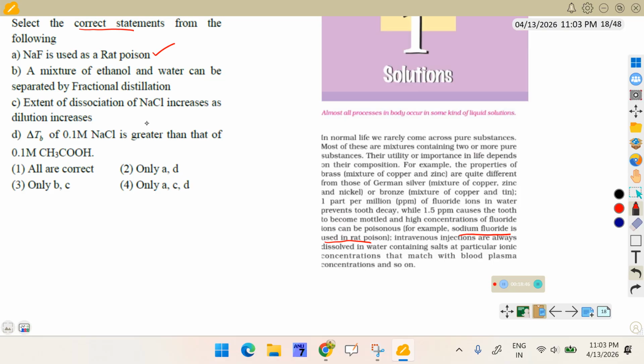A mixture of ethanol and water can be separated by fractional distillation. This is not possible. Why? Ethanol and water cannot be separated by fractional distillation because the mixture forms an azeotrope.